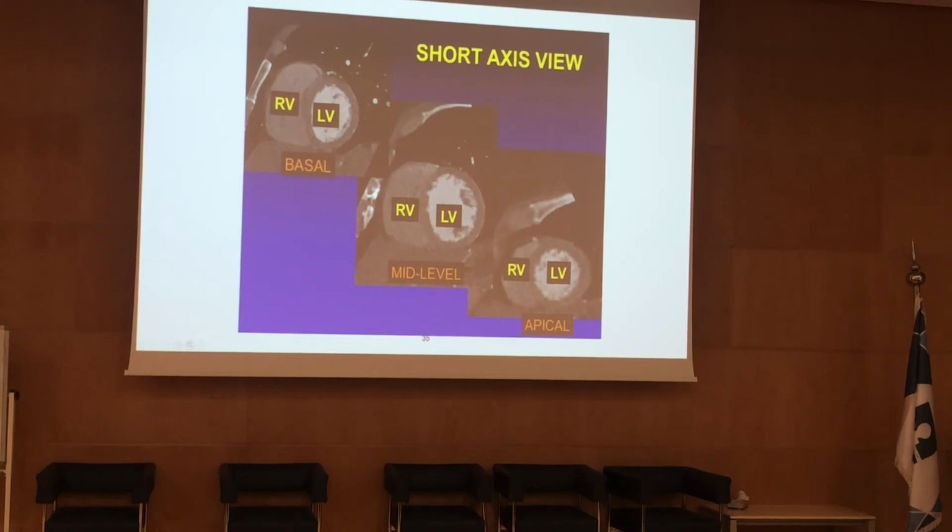This is short axis in cardiac CT. So we see the left ventricle and right ventricle here. This is the basal slice, this is the mid ventricle, and this is the apex.